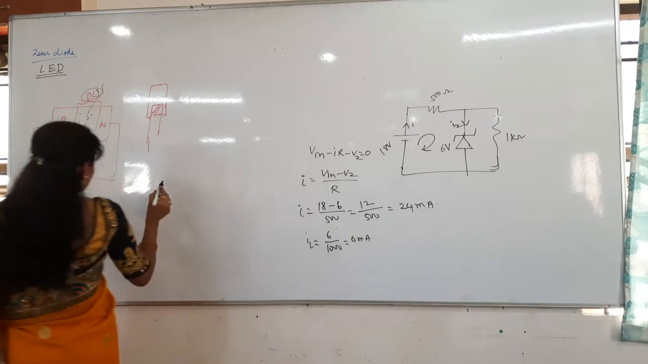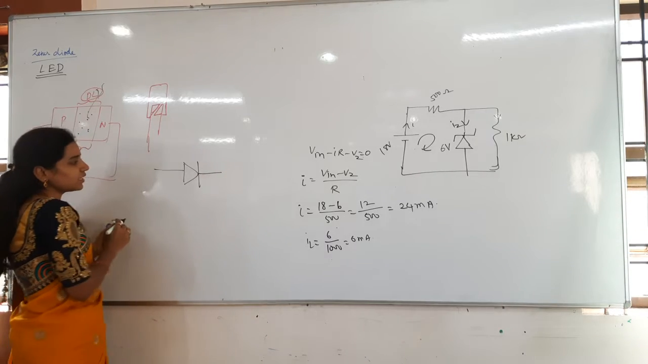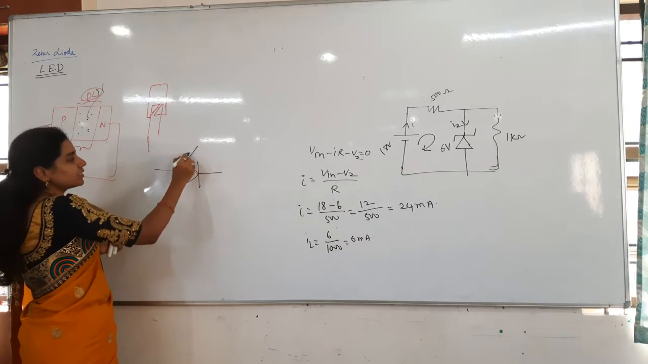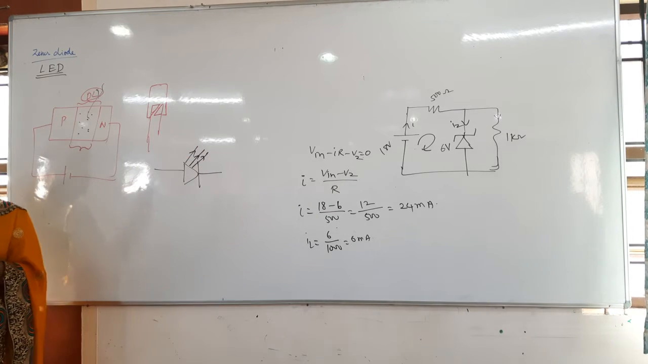So how will we indicate the circuit symbol of that diode? I will take a PN junction diode only, but what is it giving? It is giving a radiation, so this will be the circuit symbol. It is giving the radiation.